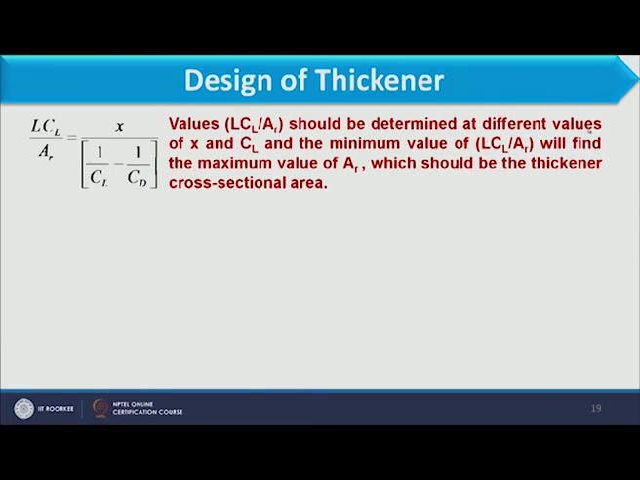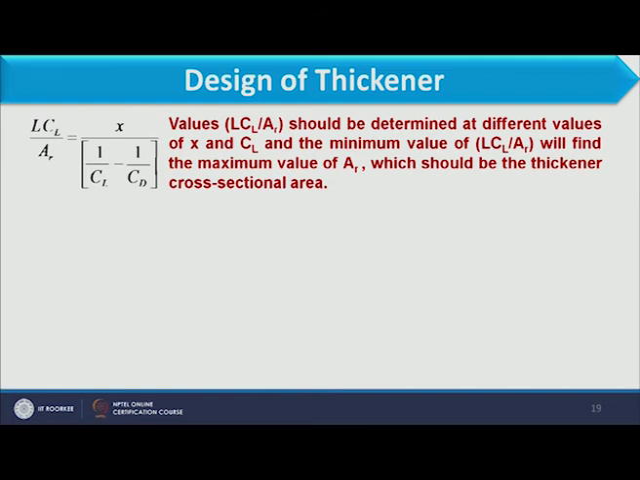So this is the equation where values of L Cl by AR should be determined at different values of x and Cl, and the minimum value of L Cl by AR will give the maximum value of AR, which should be the thickener cross sectional area.